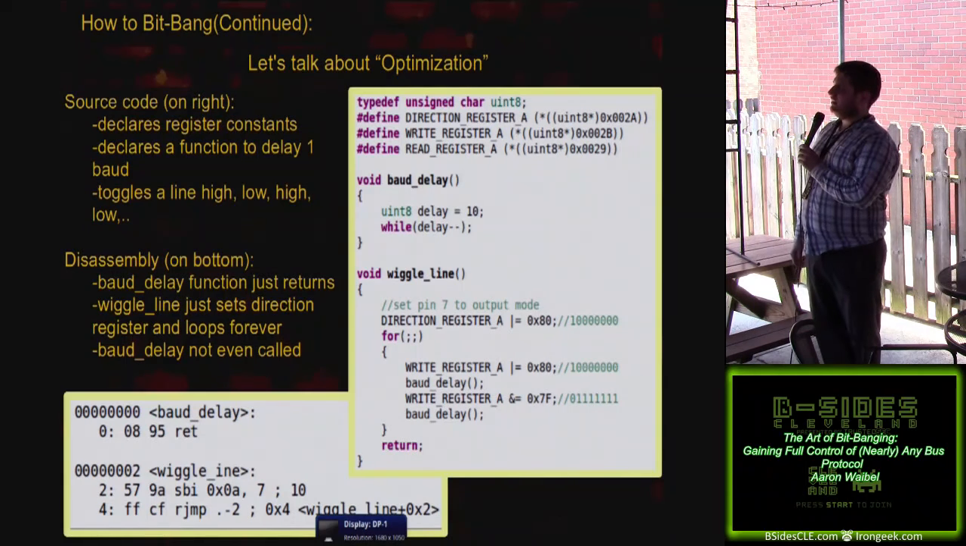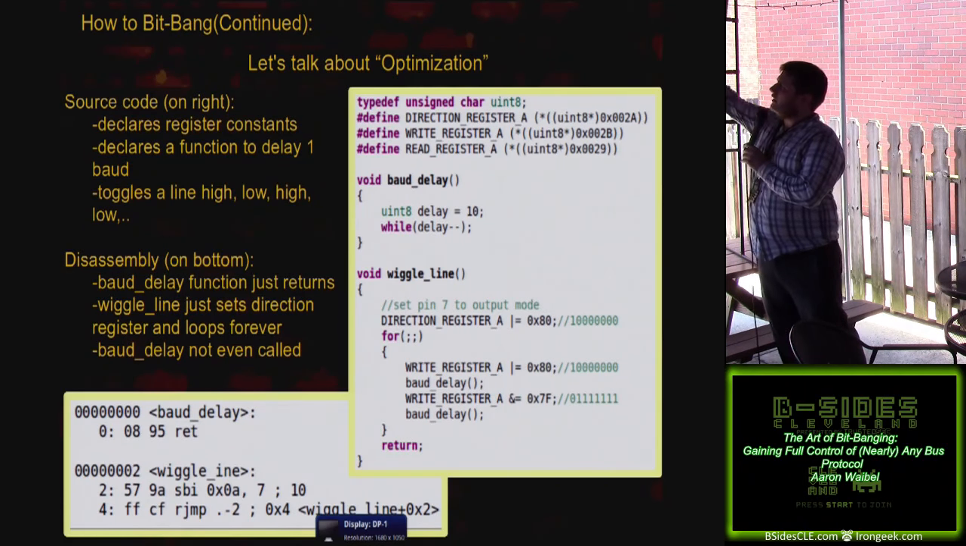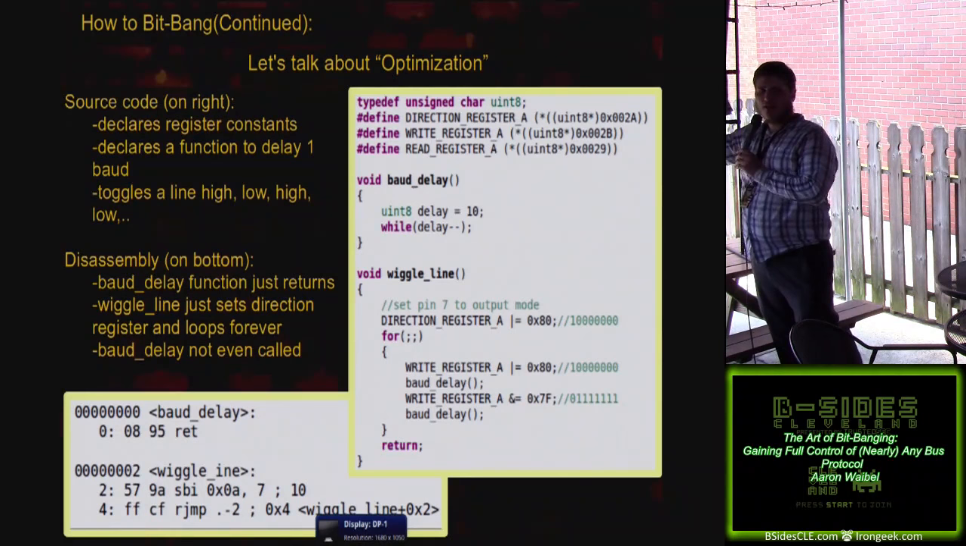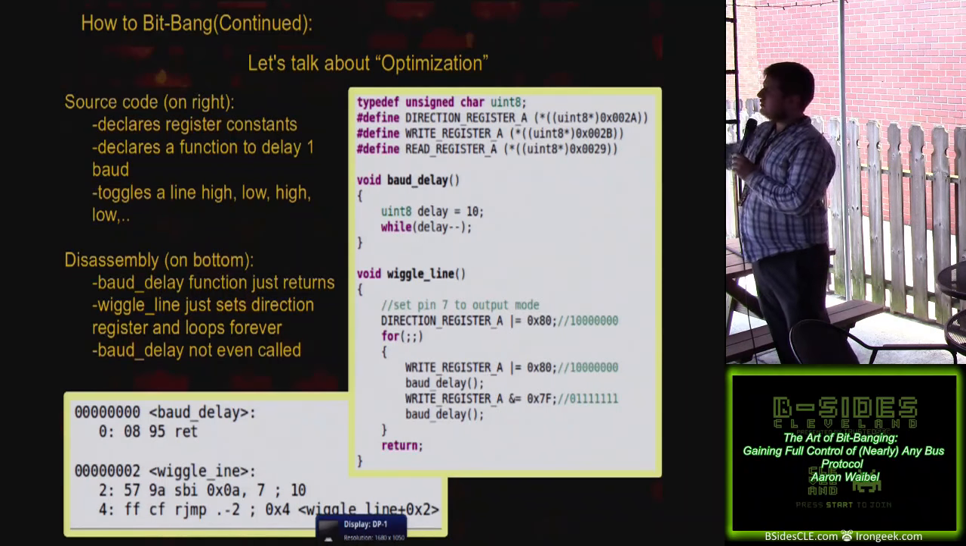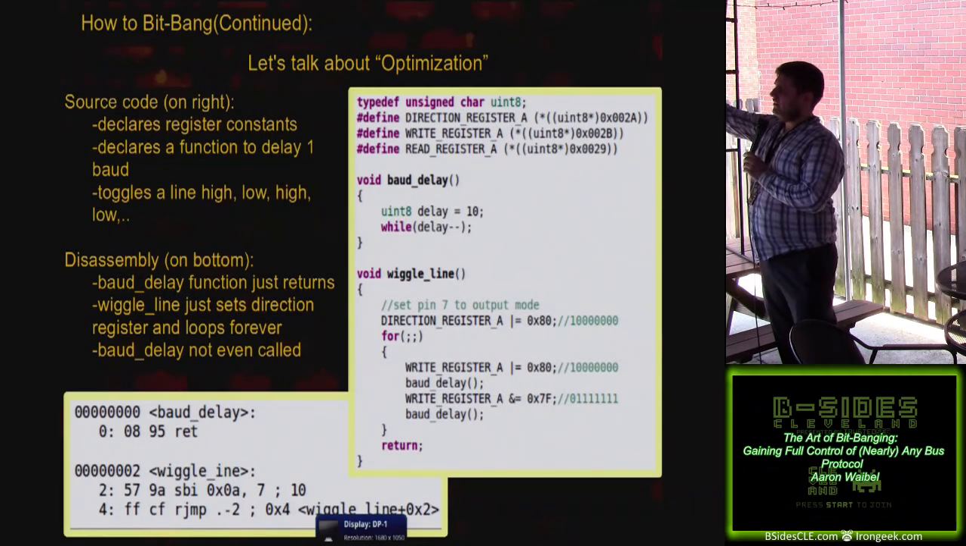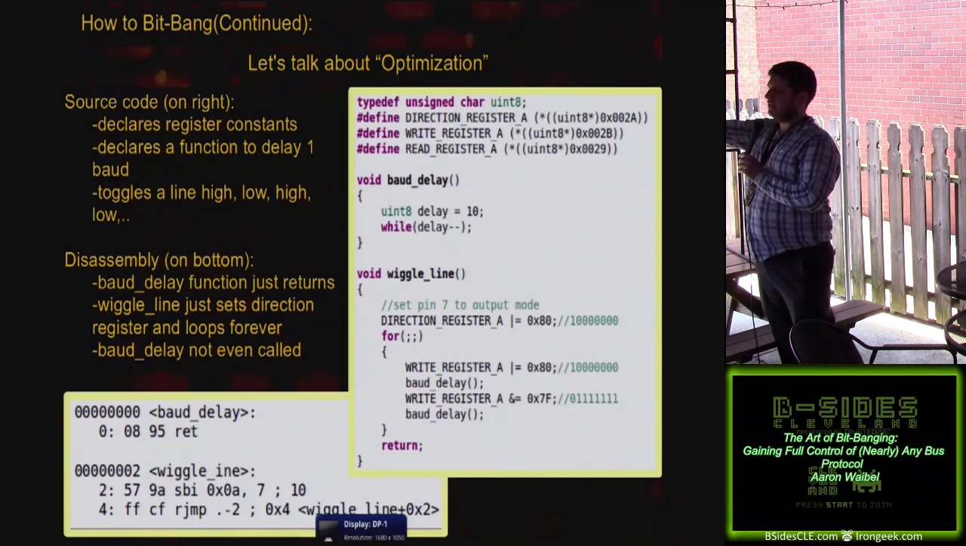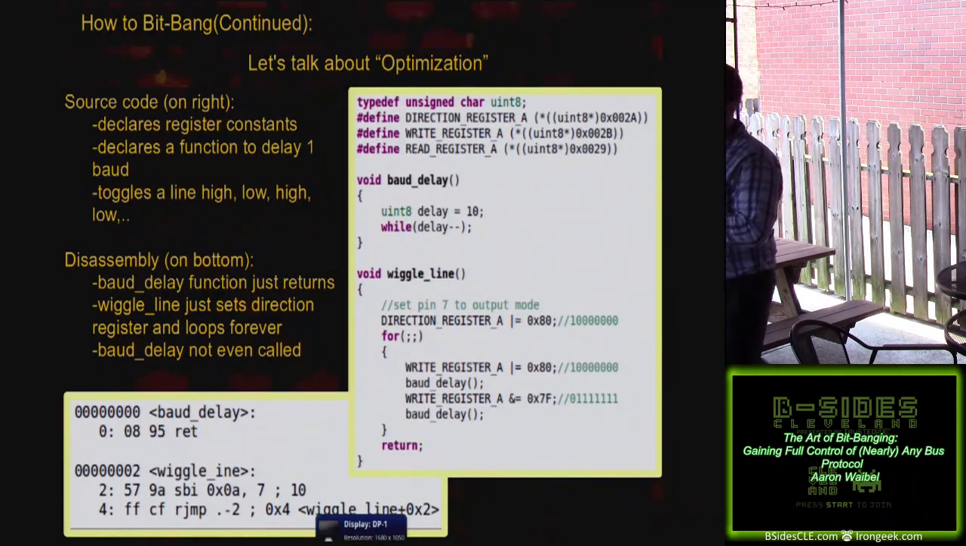What I'm guessing is it first realized that I'm doing nothing in this baud delay function, and so just decided not to even call that. And then it realized that I'm setting this bit and then immediately clearing it, and so it didn't need to perform any kind of operation on that. I would argue they still should have at least done a clear on the write register right after that. Otherwise, if this was set before I entered this function by my C code, no matter what, when I get down here, it should be clear. But for whatever reason, the compiler thought they shouldn't do that.